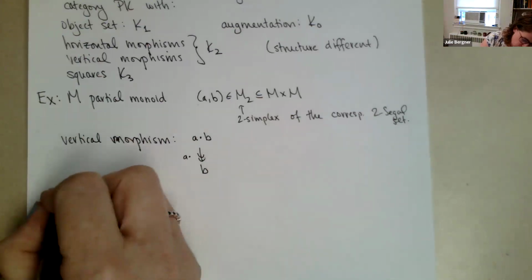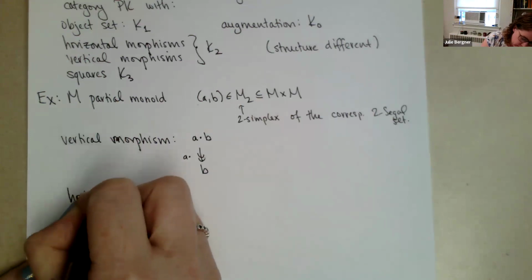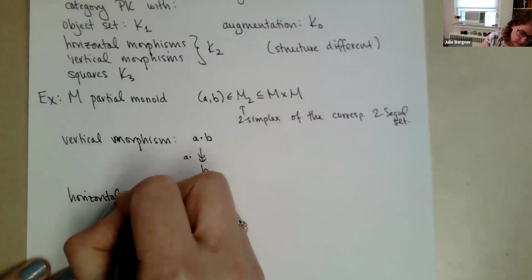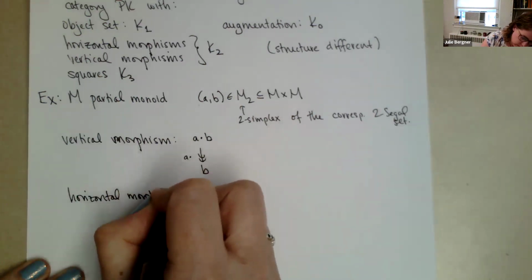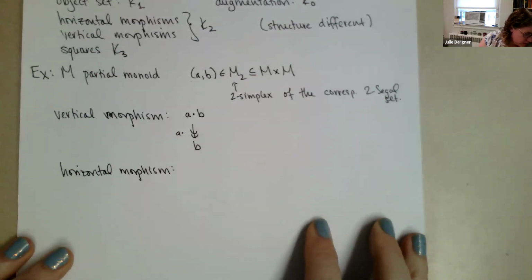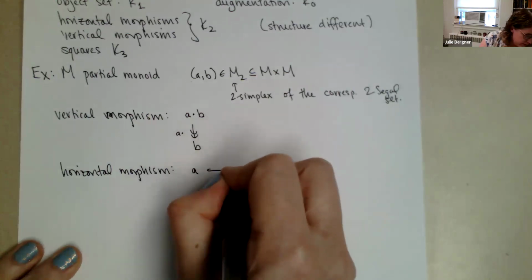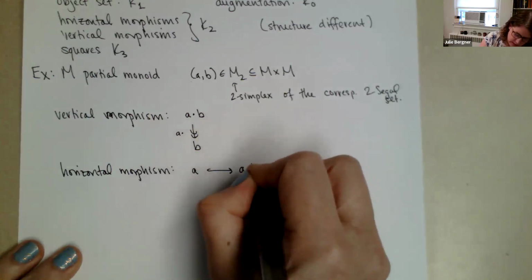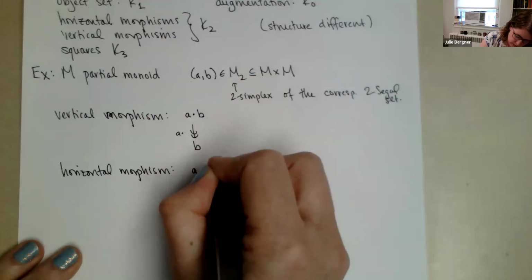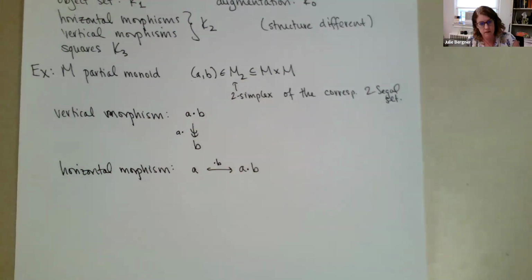But as a horizontal morphism, it's going to correspond instead to a morphism from A to A times B. So maybe we write this as dot B. It's right multiplication by B. So these look very different, with the sources and targets and how they're going to interact with each other. It's going to be quite different.